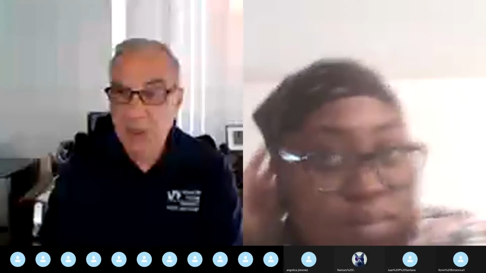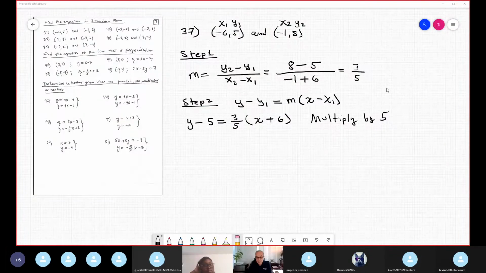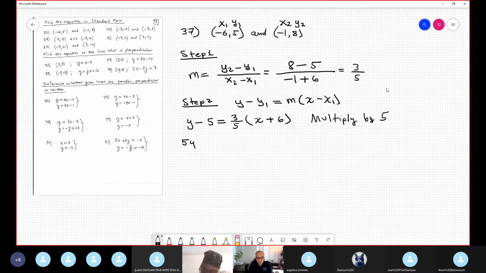Okay, multiply by 5. When you multiply by 5, the fraction magically disappears. So multiply 5 times y, 5y. 5 times 5, 25. 5 times 3/5, it's obvious that it's only 3. And this is 5, and this 5 is cancelled. This was the intention. x plus 6. Now apply the distributive property. We have 3x plus 18.